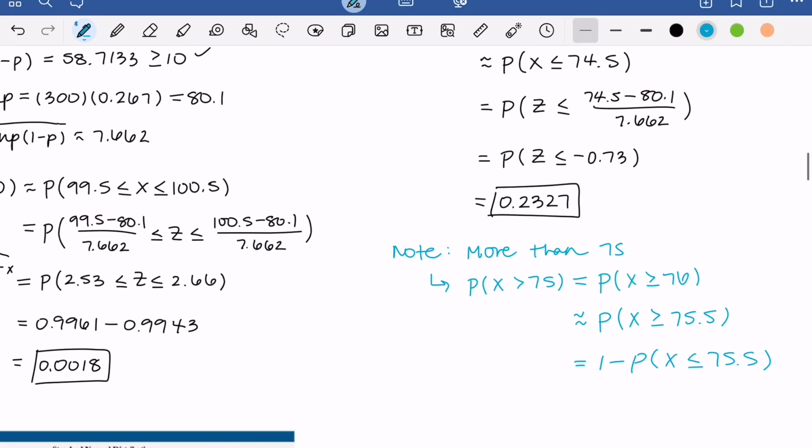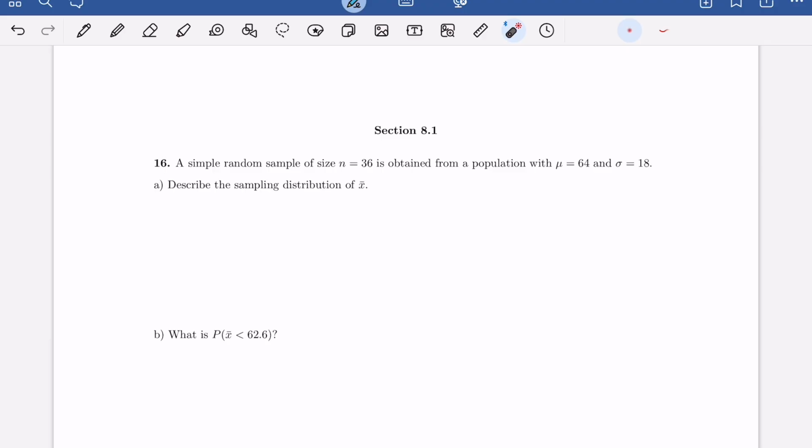And so that's how we would solve this problem if we were asked the probability that more than 75 people do not cover their mouths when sneezing. This brings us to section 8.1, where we're looking at the distribution of the sample mean.